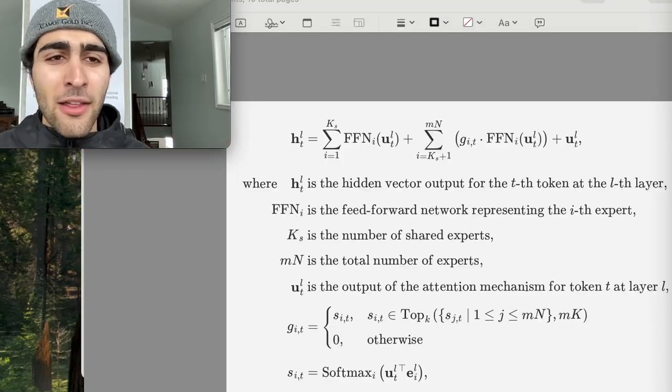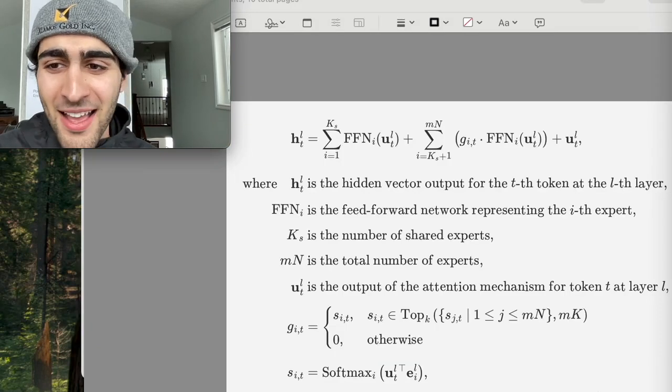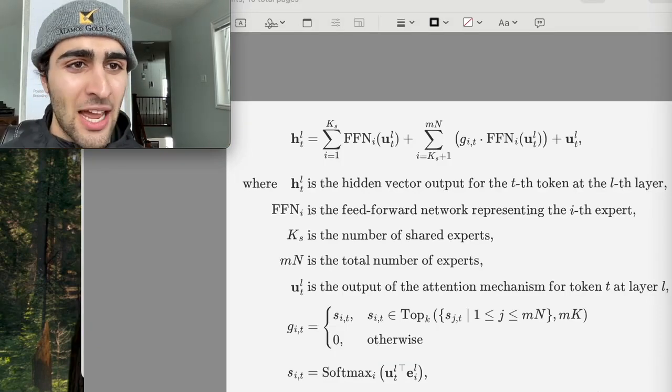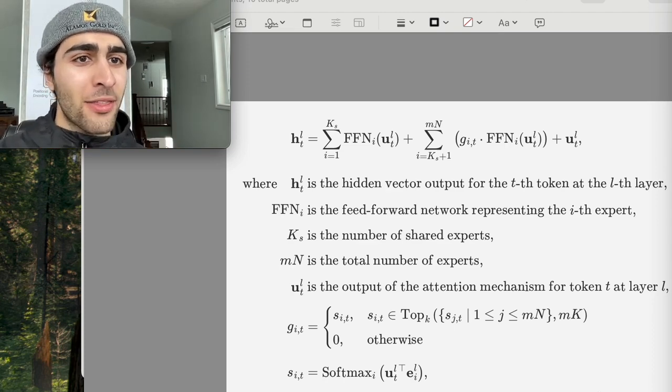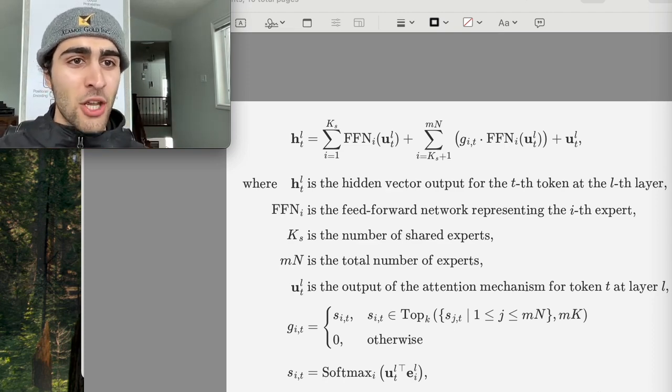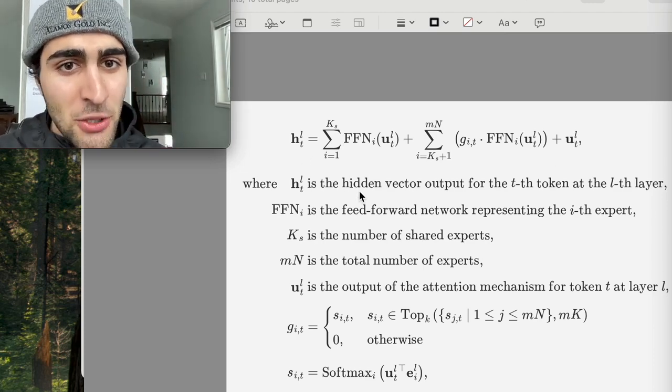And if you don't like math, you can click away from the video now, but I did save the most difficult part for the last. So this tells you how we can calculate the output of a feed-forward neural network with the mixture of experts shared and fine-grained method using DeepSeek. So this is the first part, which is much easier.